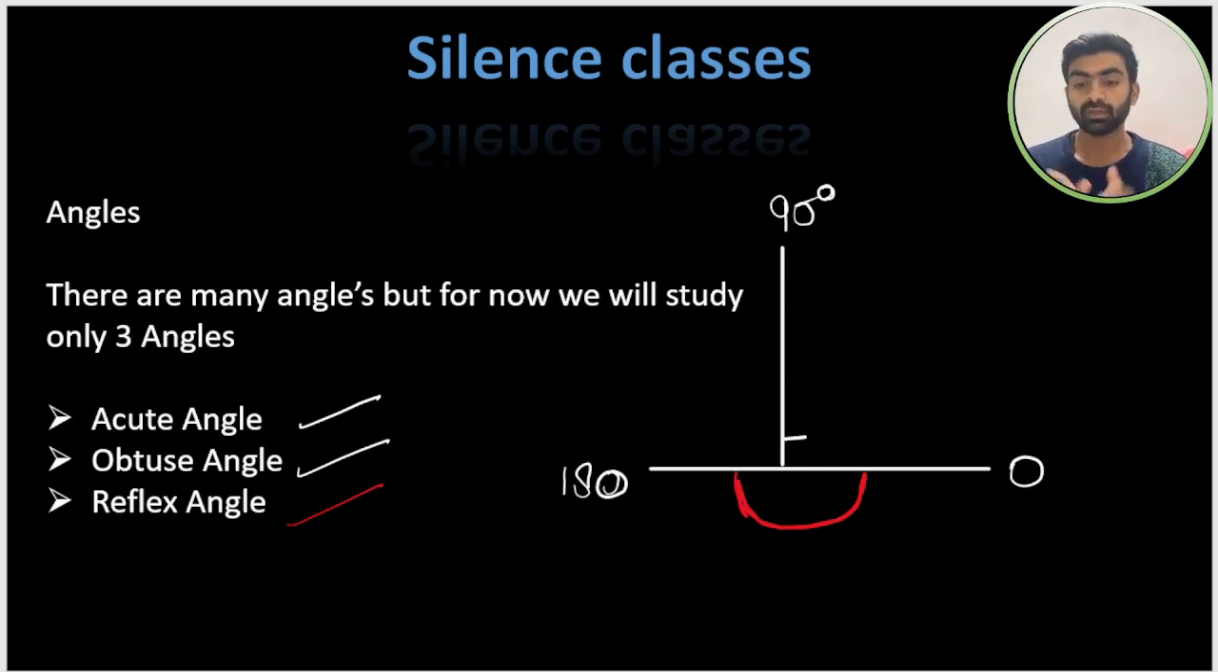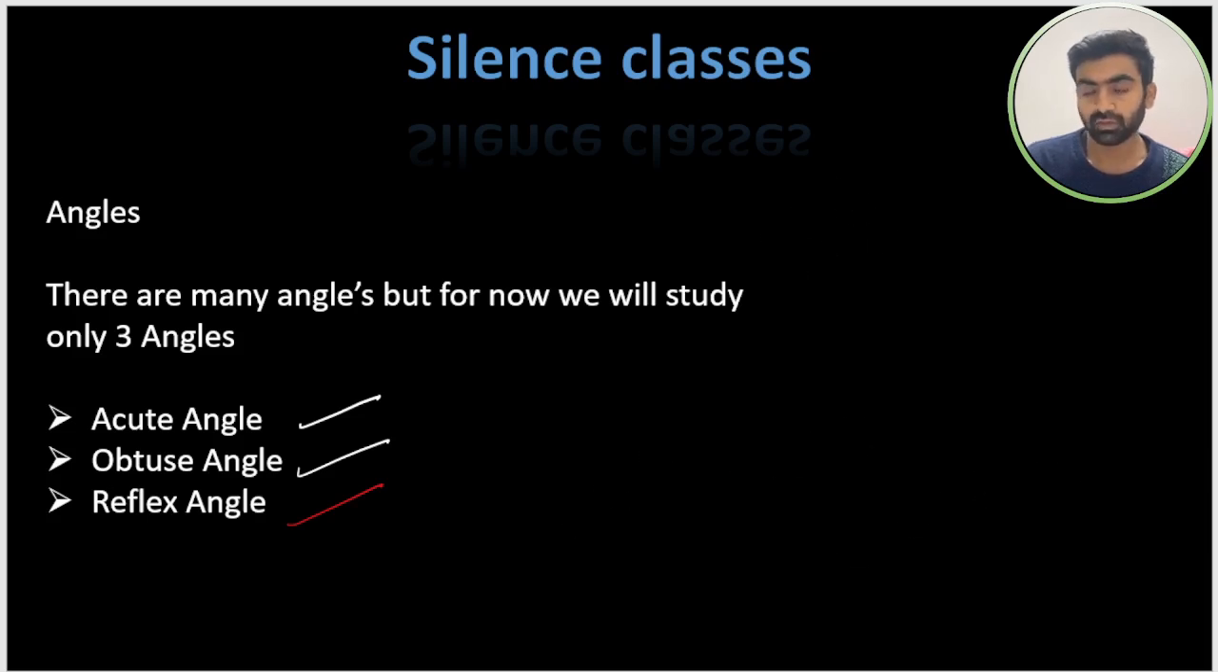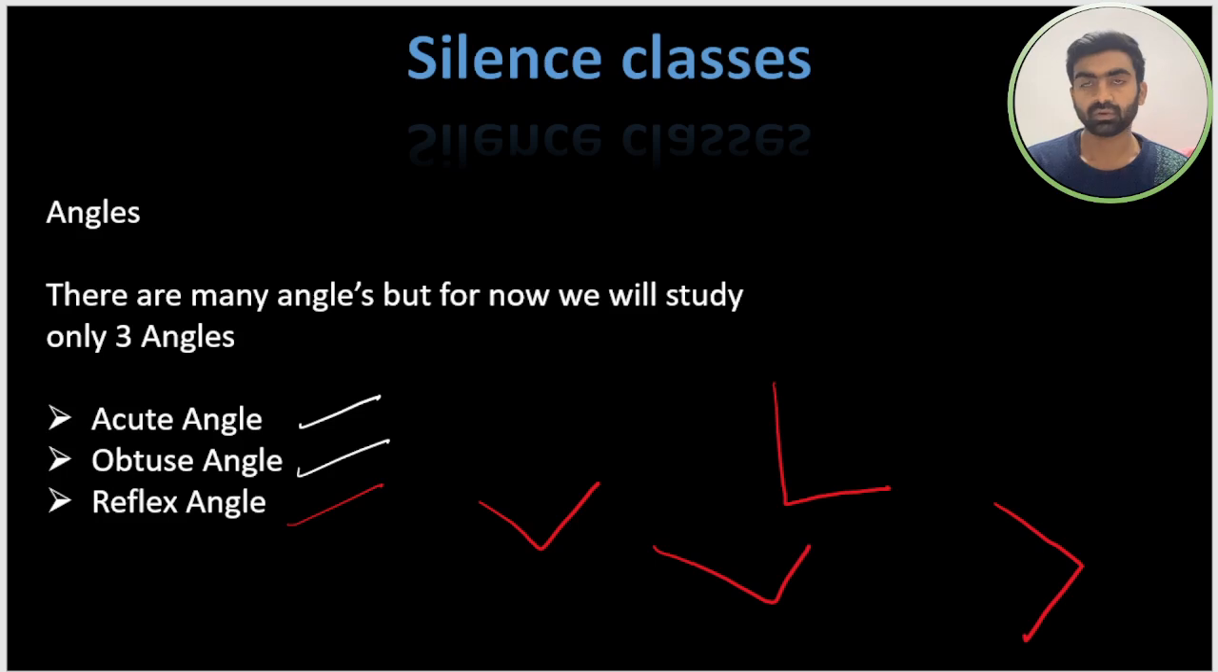So a 90 degree angle will not always be given like this. It can be like this, it can be like this. You just have to find it out. The base should be straight and the perpendicular should be straight. Then only can we say that this is a 90 degree angle.